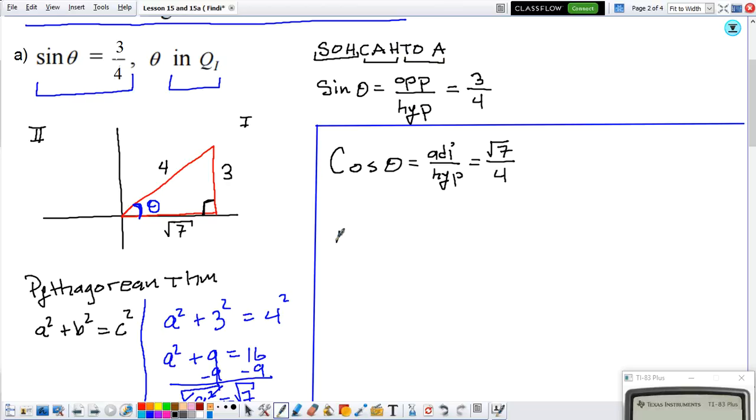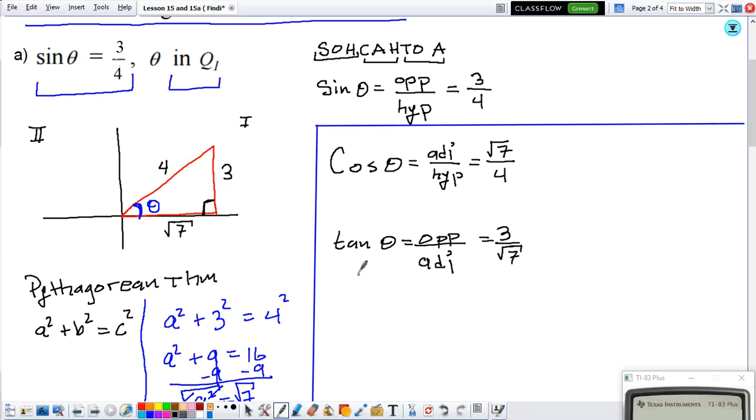We know that tangent is equal to the opposite over the adjacent. But now, we're going to get these values from the triangle that we just found out here. So the opposite is 3. The adjacent is square root of 7. So that means that our tangent is equal to 3 over the square root of 7.